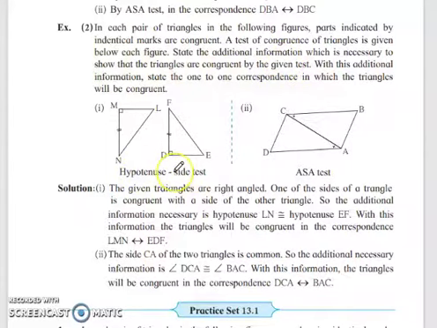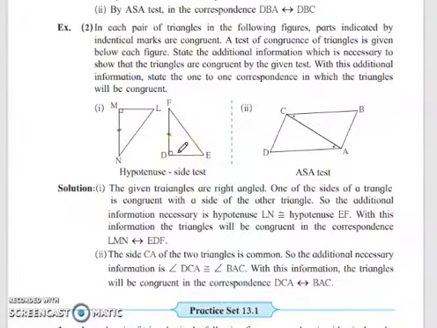Here the test is given and we have to show whether any information is missing for any side or any angle to be congruent. With this additional information, state the one-to-one correspondence in which the triangles will be congruent. So here in the first figure, LMN and FDE, we can see that there are two vertical lines on side MN and two vertical lines on side FD. That means this side is congruent to this side. Then this angle is given as a 90-degree angle and the same marking is given here also. 90-degree angle means this angle is congruent to this angle.